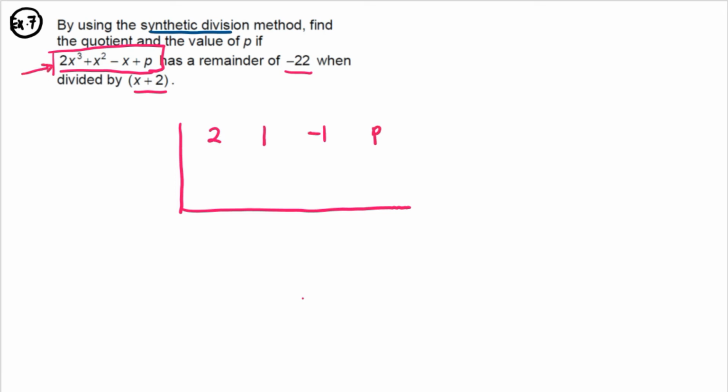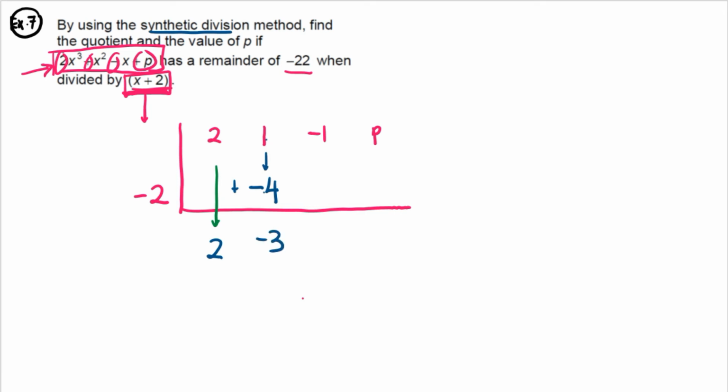Where do I get these? From the equation here, the coefficients 1, negative 1 and p. Now I want to divide by x plus 2. Because this is x plus 2, it becomes negative 2 here. Now I bring down 2 first, so I have a positive 2. 2 multiplied by negative 2 gives negative 4. Now 1 plus negative 4, you go down here, so you'll have a negative 3.